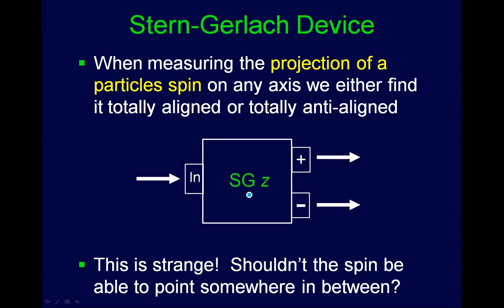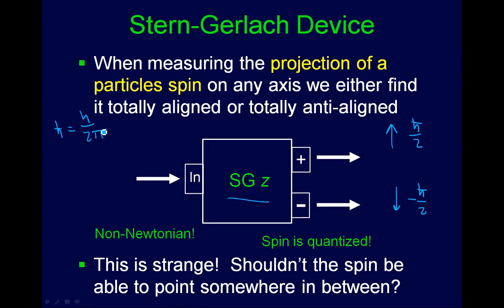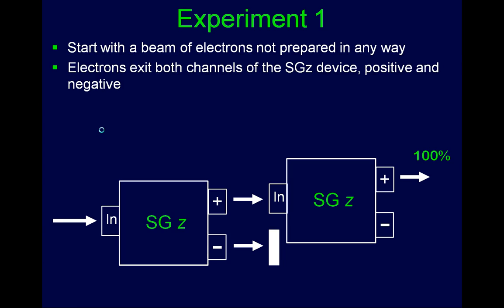Well, what we find is, we've got an SGZ device, so we're measuring the spin along the Z axis. We either get that it's completely aligned or completely anti-aligned, and the values we get are h bar over 2 and negative h bar over 2. H bar is just h over 2 pi, so it's just an easier way to write that. So this behavior is non-Newtonian, and what we're saying here is that spin is quantized, all right? So it doesn't come anything smaller than h bar over 2, so you can't have h bar over 4 or something like that, and here's where the quantum in quantum mechanics comes from.